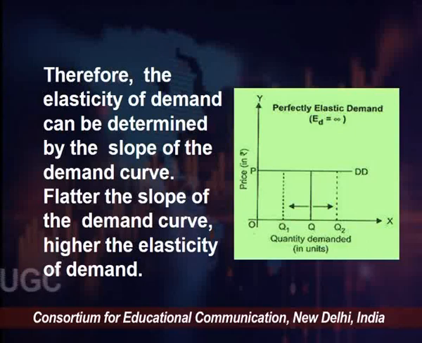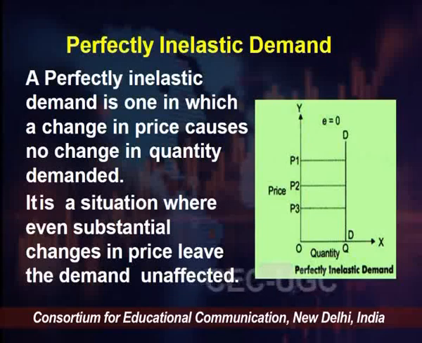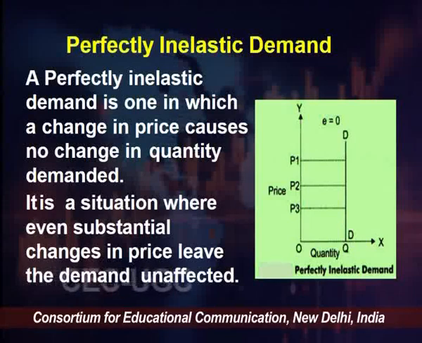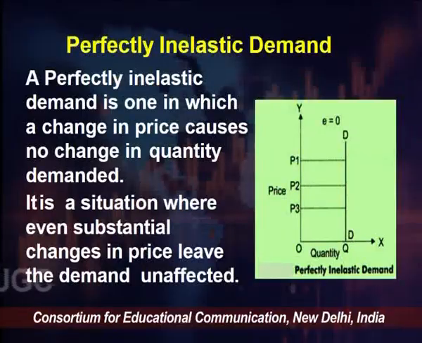Now the opposite of this is perfectly inelastic demand. Inelastic means you cannot change. So perfectly inelastic demand is one in which a change in price causes no change in quantity demanded. It's a situation where even a substantial change in price leaves the demand unaffected. Therefore, in this case the demand curve will be vertical, that means parallel to the y-axis. So demand will remain fixed whatever the price is.